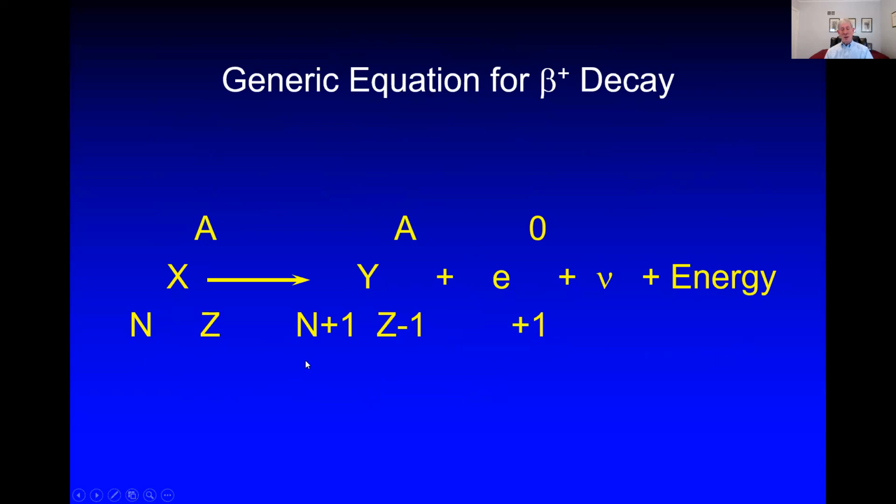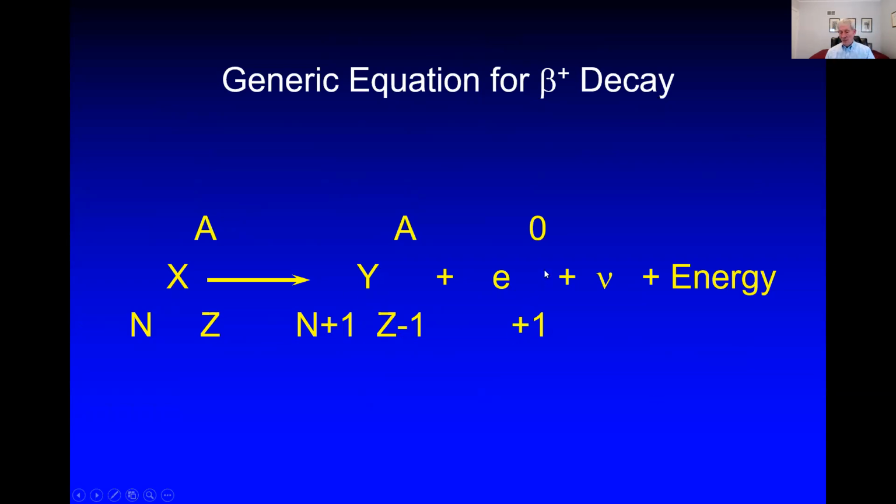Now, this is a generic equation for all beta plus decays. We have element X with A, Z, and N numbers. And look what happened. This went from N to N plus 1. The ratio would therefore be N over Z going to N plus 1 over Z minus 1. Pretty obvious that the ratio is going up. The NP ratio is going up and helping to achieve stability.